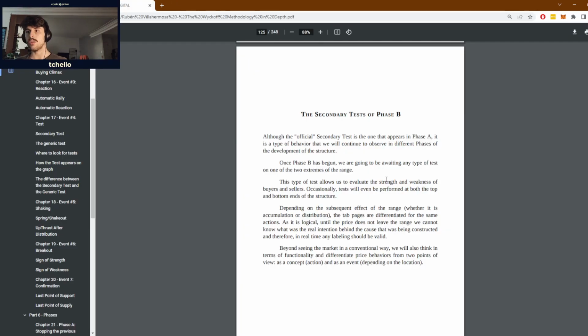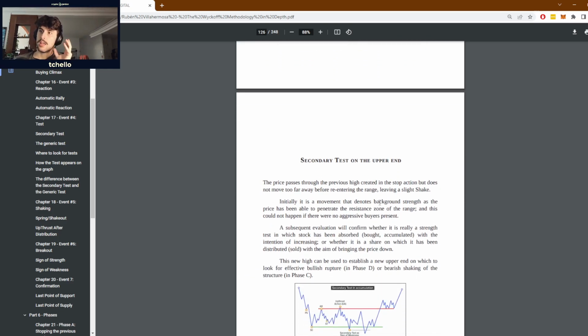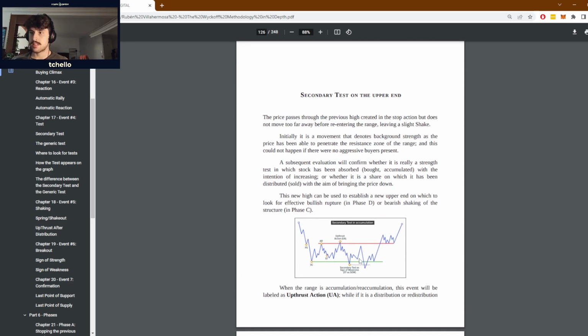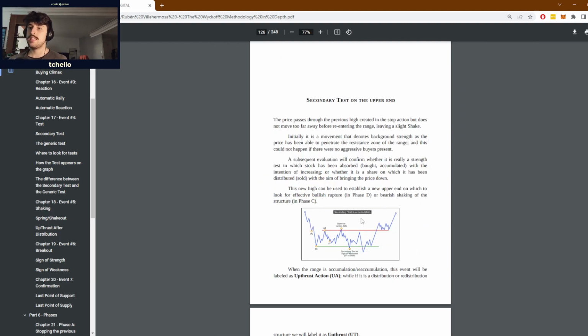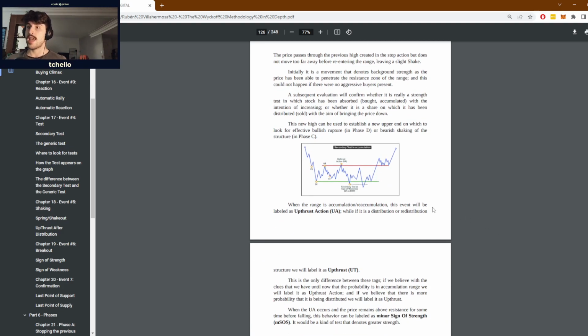All right. Now, on the upper end, we can see some secondary tests. So for example, right here, we see it labeled as an upthrust action, all right? And down here, we can see a secondary test as a sign of weakness, right? Well, now, when we see an accumulation or reaccumulation, we see these secondary tests on the upper end called upthrust actions. And when we see distribution or redistribution structures, we'll label it as just upthrust. Okay, and we'll look a little bit more into that when we look at shakeouts and breakouts.